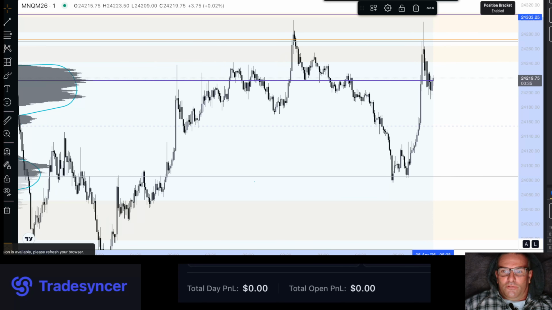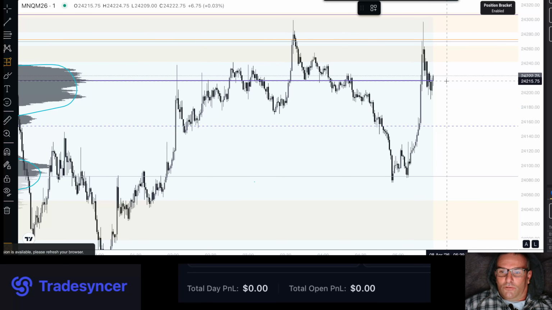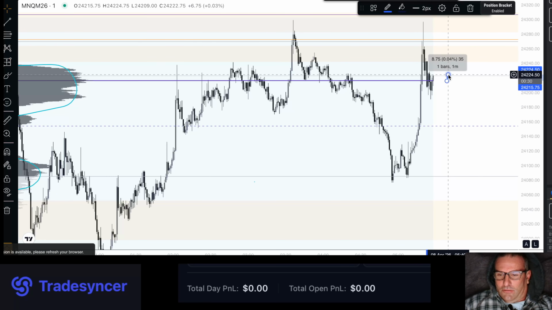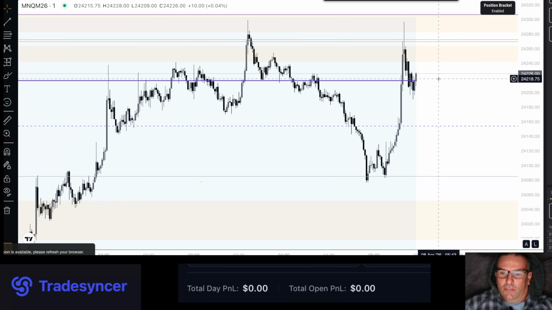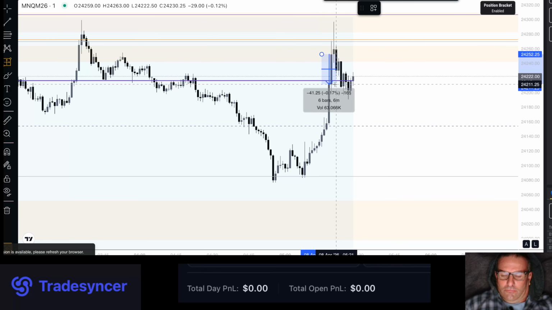So today it's just too volatile because my stop's like 10 or 12 points, and these candles have been moving very, very quickly. So stepping aside today is wise.